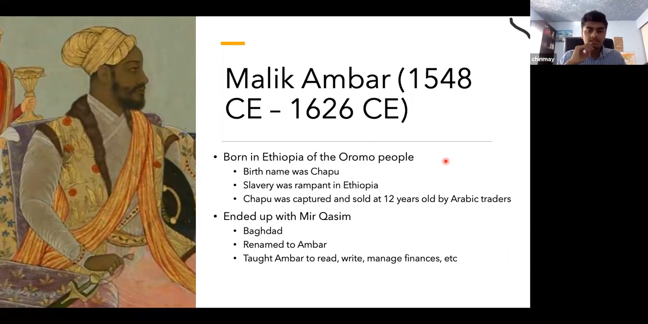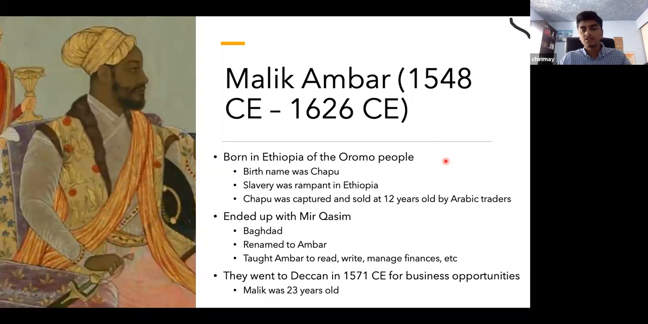And one thing Mir Qasim did, which is very strange and out of the blue, not typical of most slave holders, is that he taught Ambar to read and write. He basically educated Ambar in a way that he might not have been educated had he remained in Ethiopia. So Mir Qasim educated Malik Ambar.